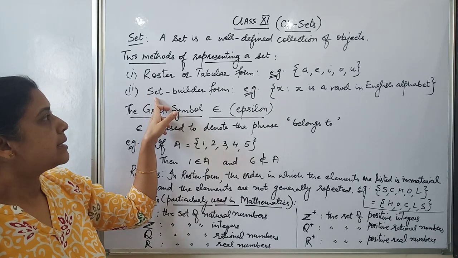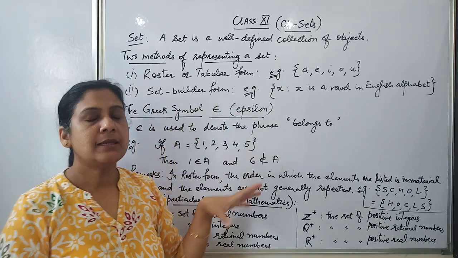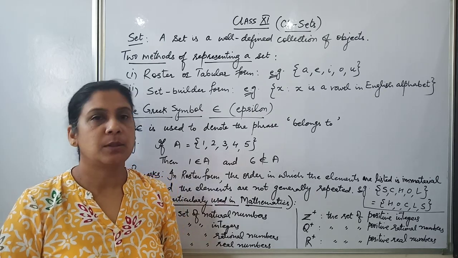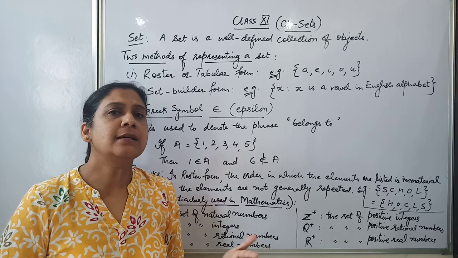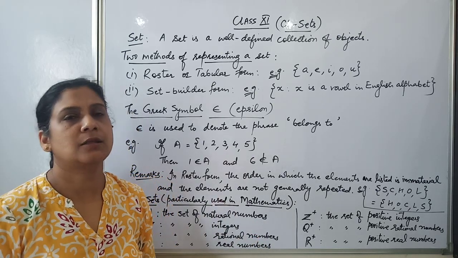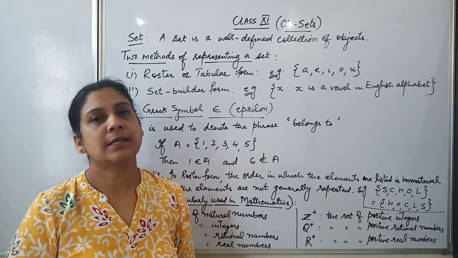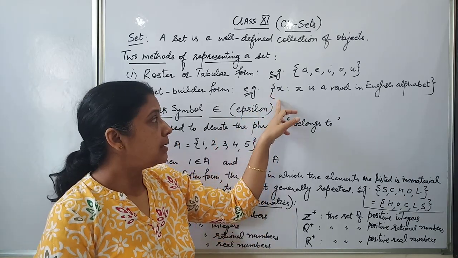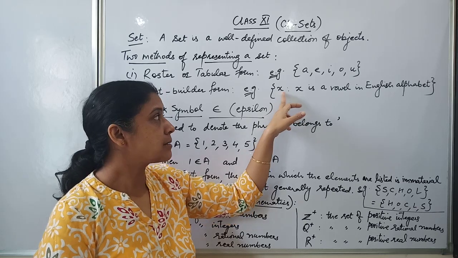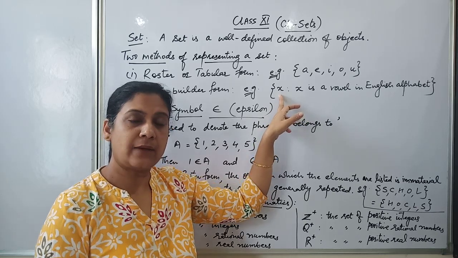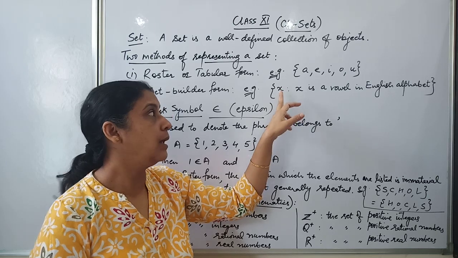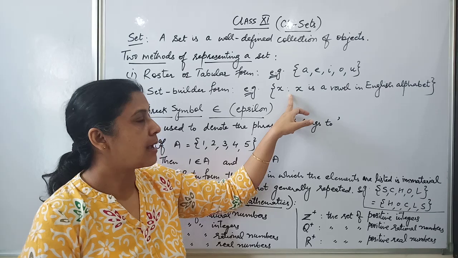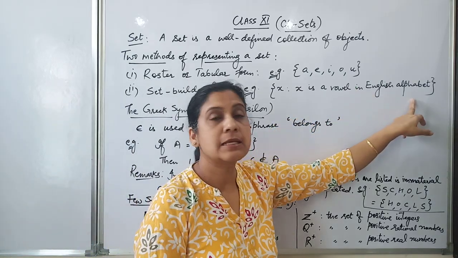The next form is set builder form. In this set builder form, all the elements of the set possess a single common property which is not possessed by any other element. For example, I again ask you to make a set of all the vowels in the English alphabet. This time, how will it be represented? Curly bracket starts, x such that. We have to take the help of a variable, an unknown variable. x such that, where such that is a colon in English, two dots. x such that x is a vowel in the English alphabet.